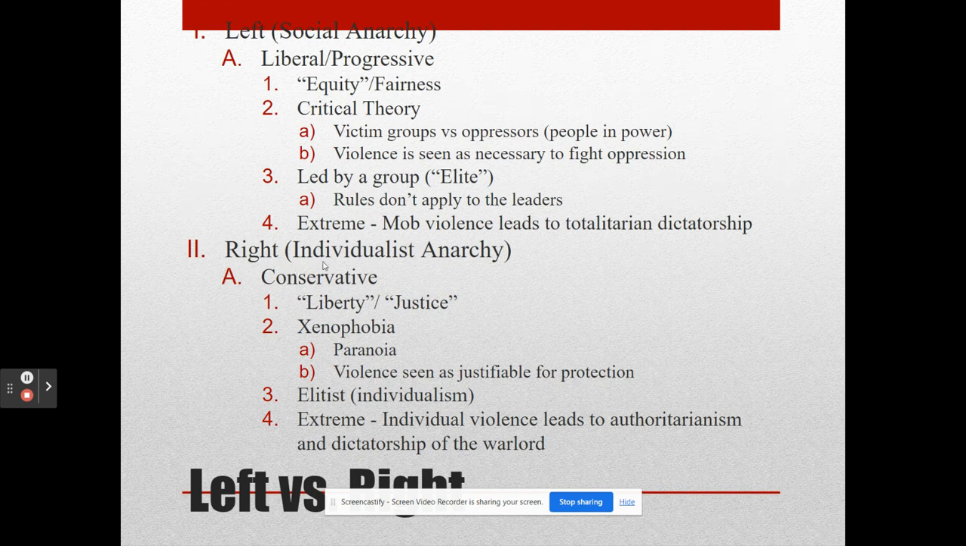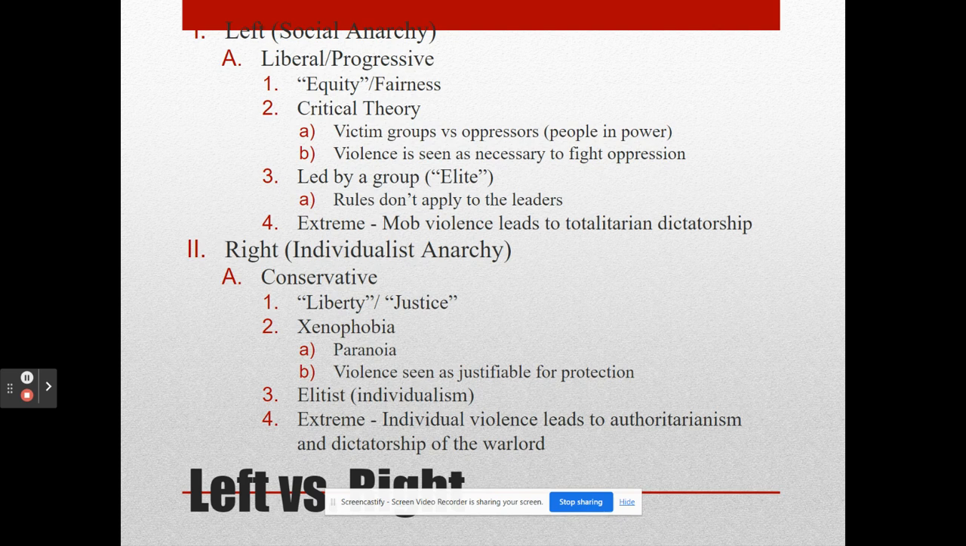In the extreme right, it's all about the individual. The individual fights the people in power, fights the government. Conservatives value liberty and justice. The problem with conservatism, where the left embraces critical theory about victim groups, is that the right kind of embraces xenophobia. This fear of the other. That's what xenophobia is. It is fear of strangers or fear of the other. It results in paranoia. Everybody's out to get me. Those people, they're looking at me not because I'm different than them, they're looking at me because they want to target me.